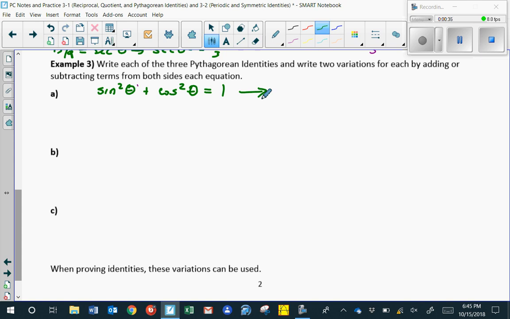If we subtract sine squared of theta from both sides, then we'll have an identity that will look like this. Cosine squared of theta is equal to 1 minus sine squared of theta. If we were to subtract instead cosine squared from both sides, then we'd have sine squared of theta is equal to 1 minus cosine squared of theta.